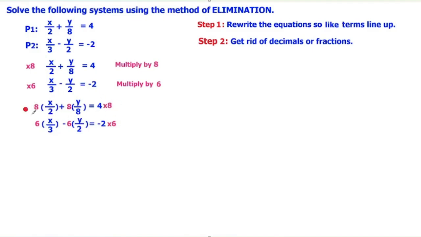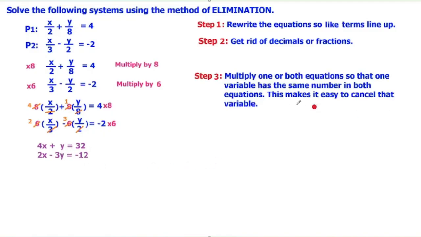So let's do that. It looks like this, okay? So we're multiplying this equation through by 8 and then this equation through by 6. So now 2 fits into 8 4 times, 8 fits into 8 once, 3 fits into 6 twice, 2 fits into 6 3 times, okay? So we could cancel and get rid of all those denominators. So we're left with here 4x plus y equals 32. And here we're left with 2x minus 3y equals negative 12.